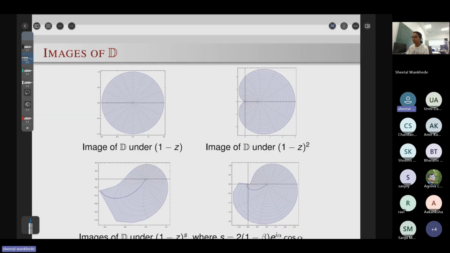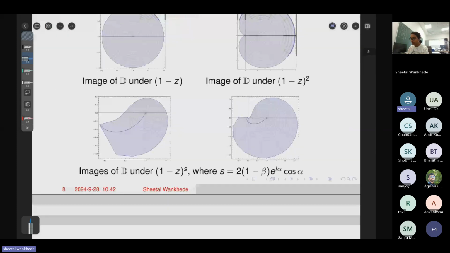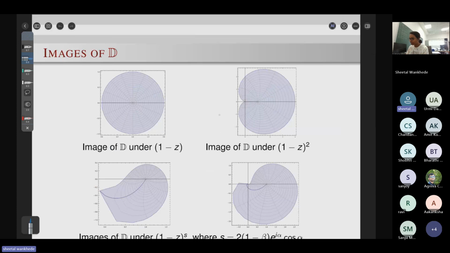Now we see some images of the unit disk under some complex functions. Under the function 1 minus z, the image of this unit disk is again a disk, because it is just a translation of the identity function. Under the function 1 minus z squared, the image of this unit disk is a cardioid shape. And under this function 1 minus z to the power s, where s is 2 times 1 minus beta e to the power i alpha cos alpha, for some values of alpha we get this image, and for different values we get this image.